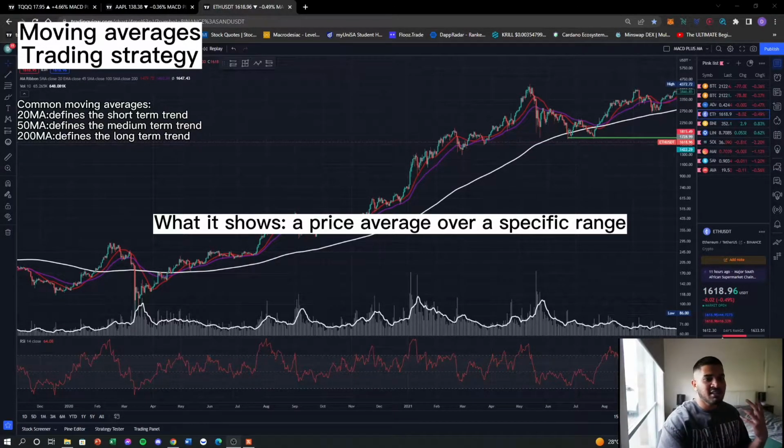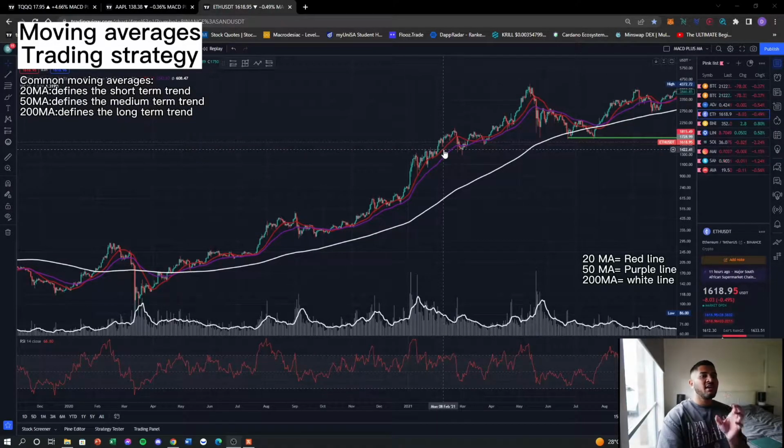If we take any point in this chart over here, the red line is the 20 MA. The red line shows the average price of the last 20 candles. So of the last 20 candles, this was the average. And with the 50, it's literally the same story. It shows the average price of the last 50 candles. Instead of the 20 with the 20 MA, it shows the 50 with the 50 MA.